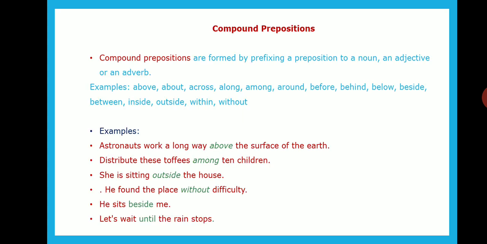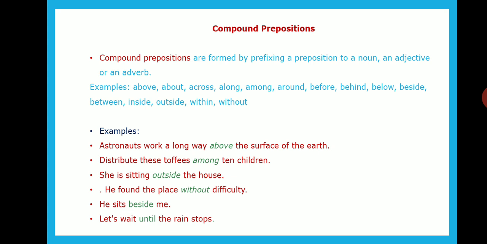So the next one is compound prepositions. They are formed by prefixing a preposition to a noun, an adjective or an adverb. Example, astronauts work a long way above the surface of the earth. So above is here a compound preposition. Next one, distribute these toffees among 10 children. Among is a compound preposition.